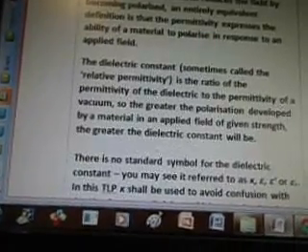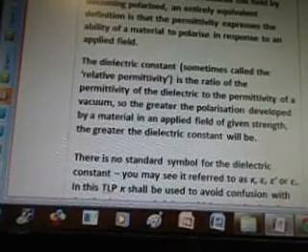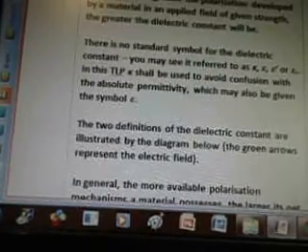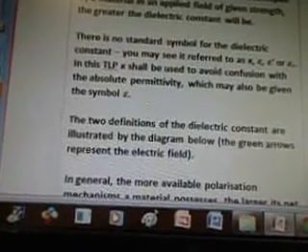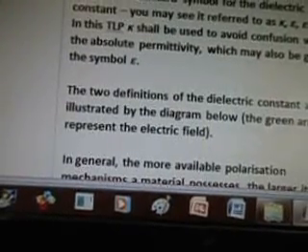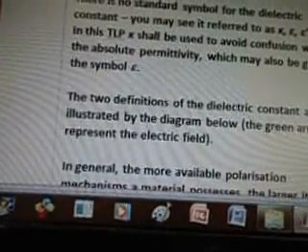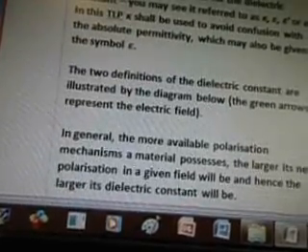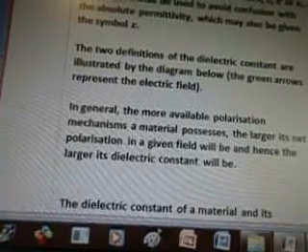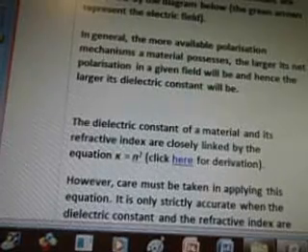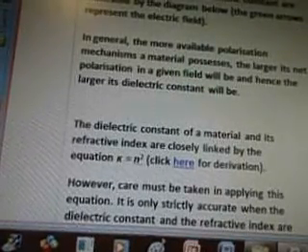So the greater the polarization developed by a material in an applied field of given strength, the greater the dielectric constant will be. There's no standard symbol for the dielectric constant. You may see it referred to as K, E apostrophe, or ER. And the TLP K shall be used to avoid confusion with the absolute permittivity, which may also be given the symbol E. The two definitions of the dielectric constant are illustrated by the diagrams below. The green arrows represent the electric field. In general, the more available polarization mechanisms a material possesses, the larger its net polarization in a given field will be, and hence the larger its dielectric constant will be.